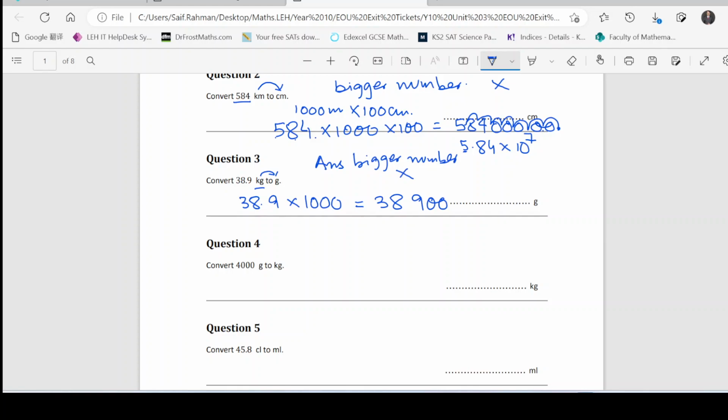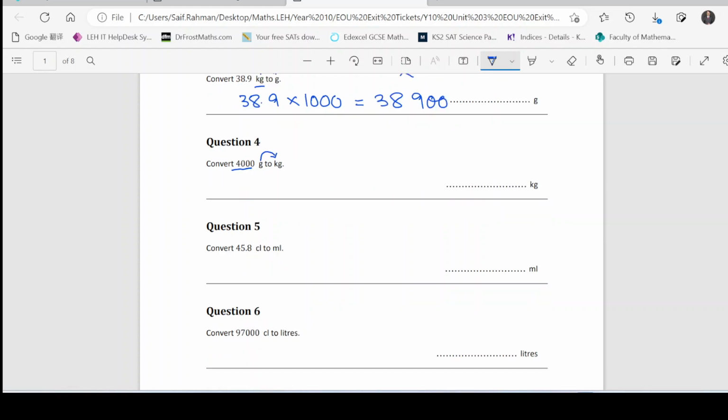And in the next question, convert 4000 gram to kilogram. Now from a smaller unit, we are going to a bigger unit, and our answer will be a smaller number than the original one, which is 4000. So we have to get an answer which is smaller than 4000.